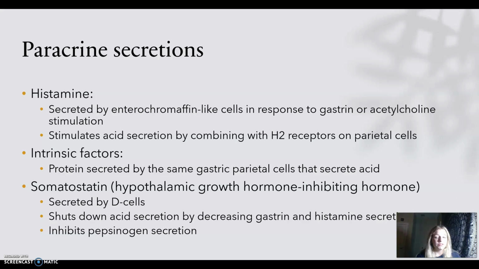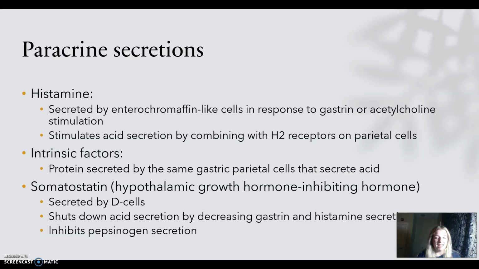Intrinsic factor is a protein secreted by the same gastric parietal cells that secrete acid, and this complexes with vitamin B12, which is needed for vitamin absorption in the intestines.